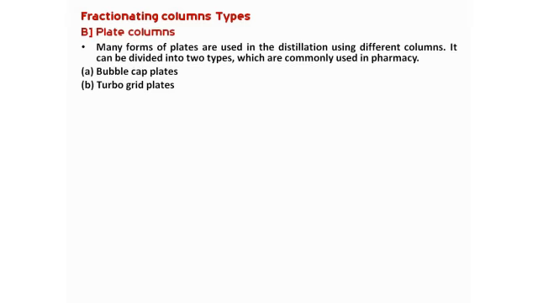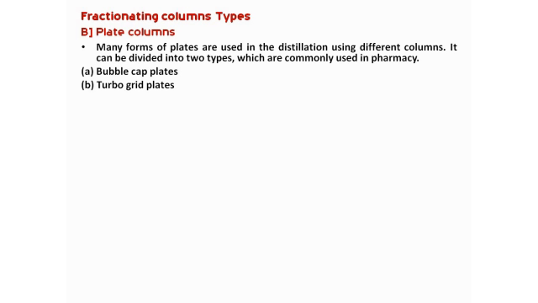Now in the plate column, you see many forms of plate are used in distillation using different columns. These plates can be divided basically into two types. Number 1, the bubble cap plates, and number 2, the turbo grid plates.